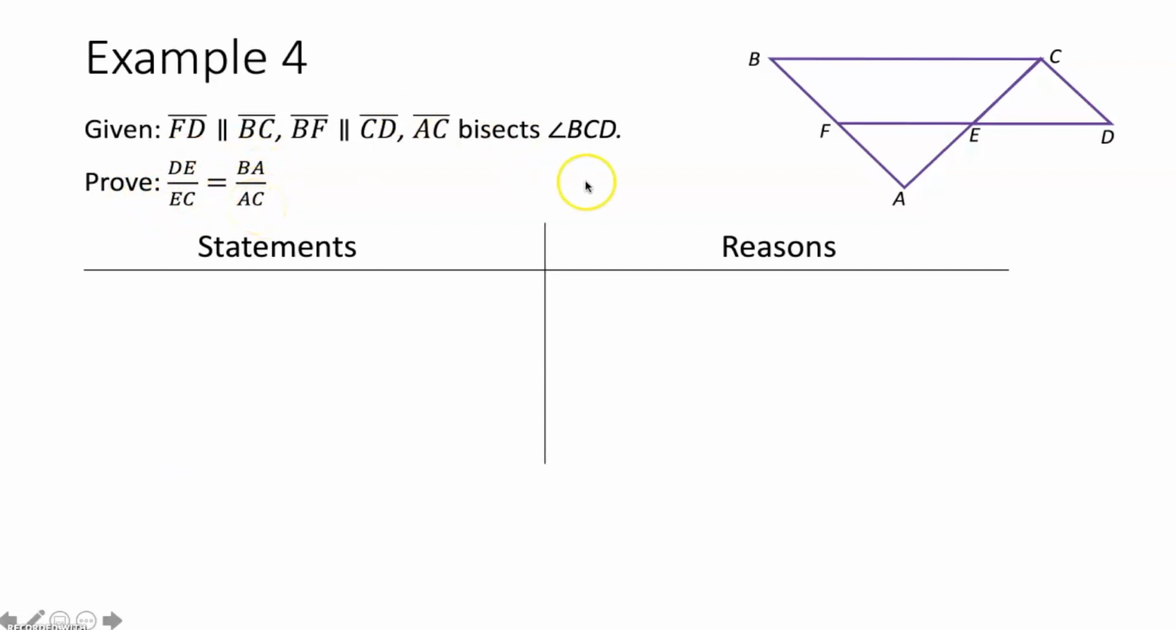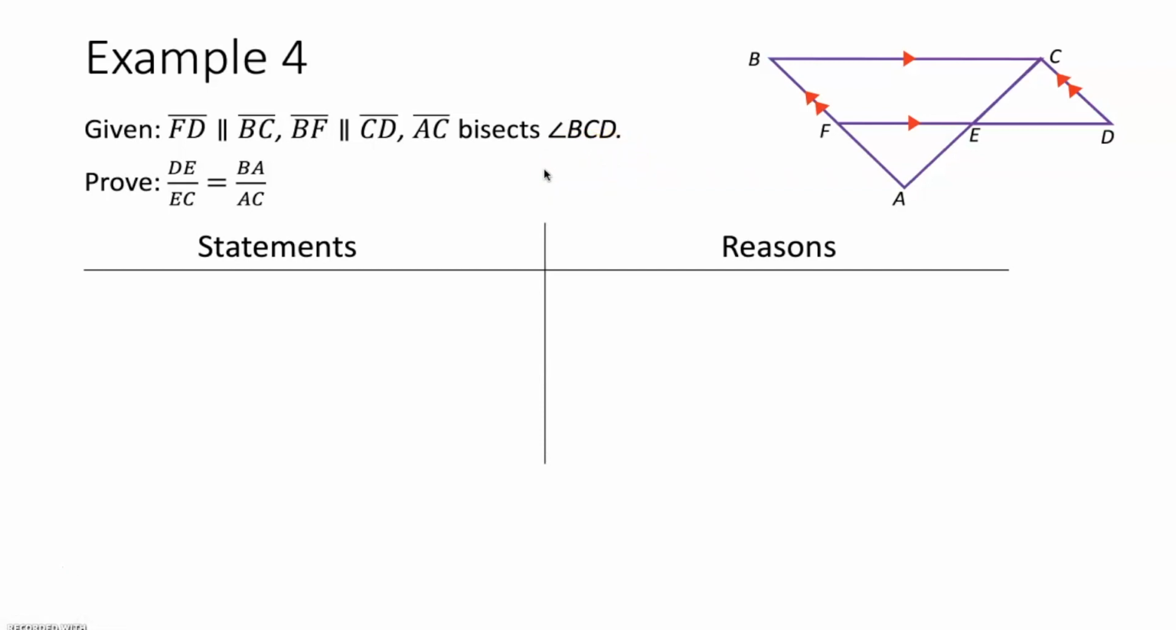Now the first step in a geometric proof is to mark up the figure with the given information. What are we given? We're given that segment FD is parallel to segment BC, so we mark that up that way. We're also given that segment BF is parallel to segment CD. Lastly, we're given that segment AC bisects angle BCD. That will come in handy, but we're not going to mark that up yet because it doesn't say angle something is congruent to angle something. So we'll use that later on.